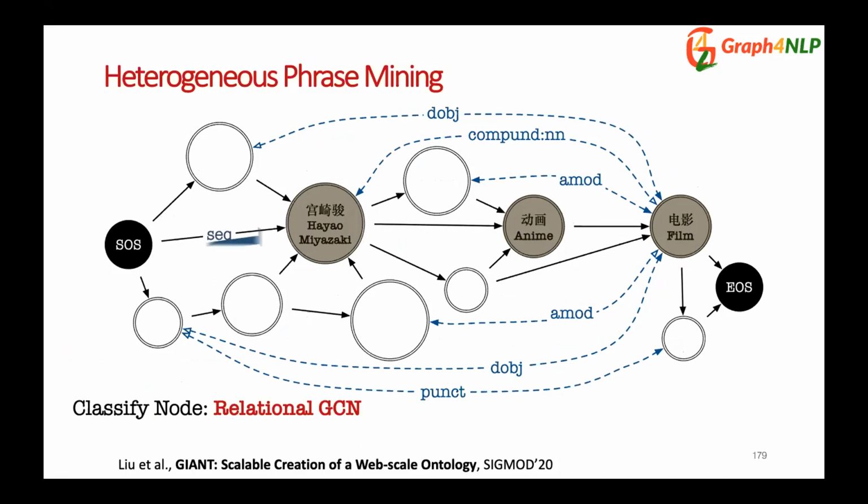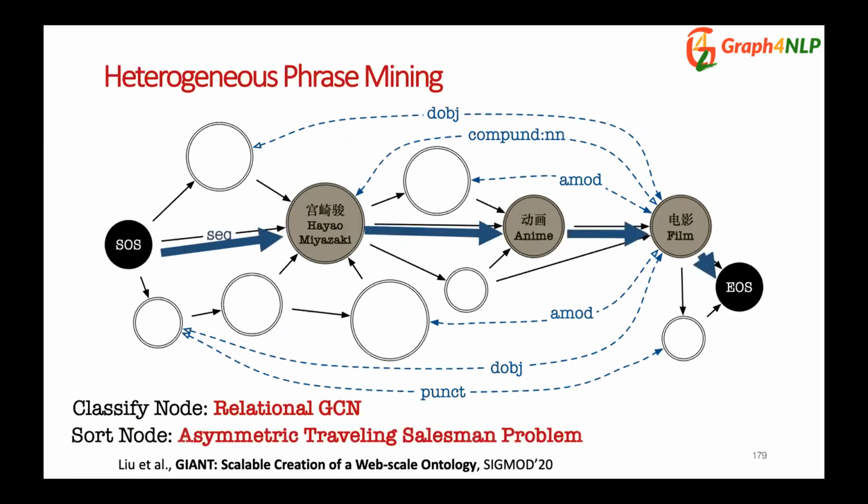The second part is how we concatenate all these different word nodes into an output phrase. Our idea is that a phrase is usually a continuous chunk, so we want to find the shortest path starting from the SOS node to the end-of-sentence node. This shortest path concatenates all the positive nodes to form the phrase. This is actually the asymmetric traveling salesman problem, and it can be solved by many algorithms.